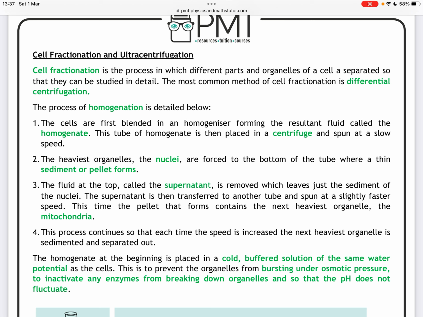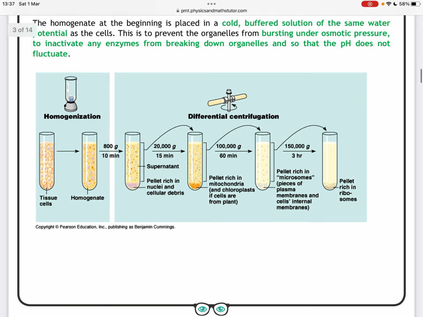The homogenate at the beginning is placed in a cold buffer solution of the same water potential as the cells. This is to prevent the organelles from bursting under osmotic pressure, to inactivate any enzymes from breaking down organelles, and so that the pH does not fluctuate, as you see over here.